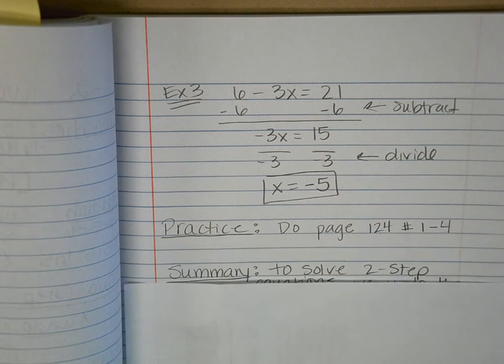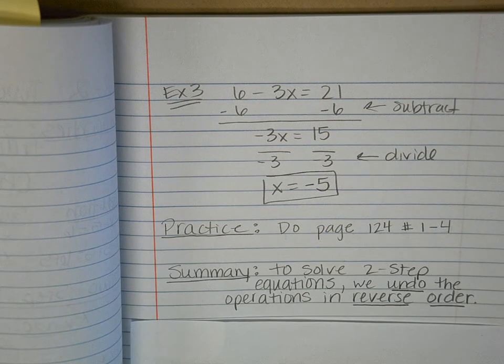Here's the quick summary you may write in your notes in case you need this on a quiz. This is what you're doing. We solve 2-step equations. We undo the operations in reverse order. That's what you did. So if you need a summary in words to explain it, there it is. Yeah, I'll do number 3. Write this down, then I'll do number 3.